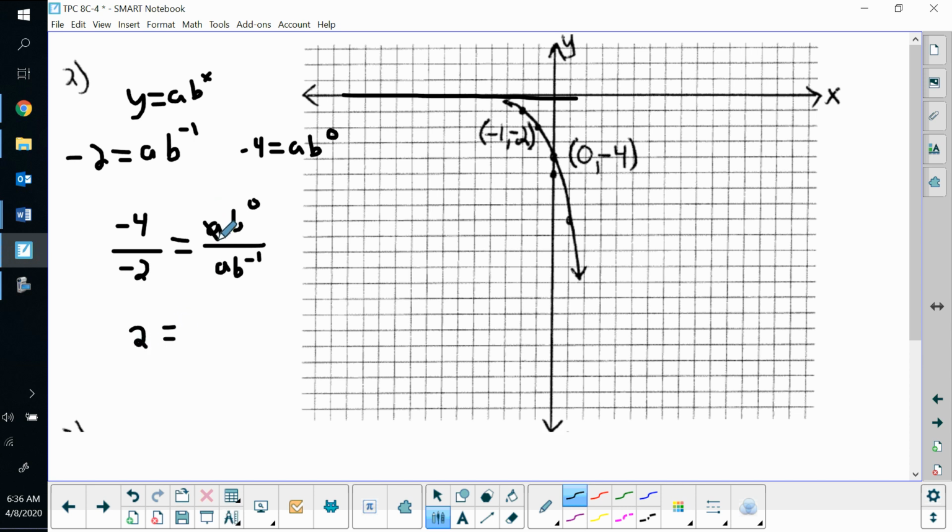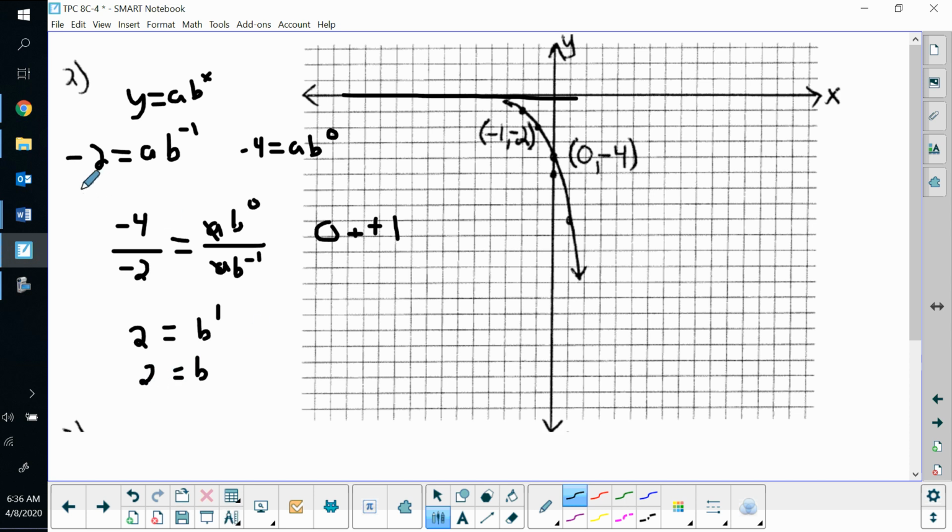On the right, the a's wipe out. And we've got to be careful here when subtracting the exponents. We're doing 0 minus a -1. So minus a minus actually becomes a plus. So this is going to be b to the first, which is the same as just saying b. So we've got our b value is just 2.